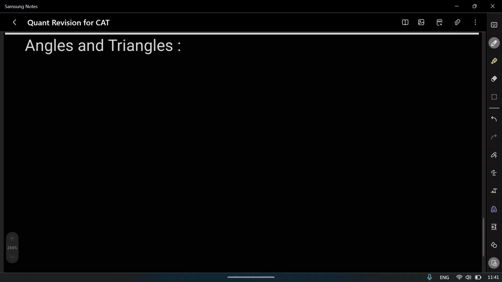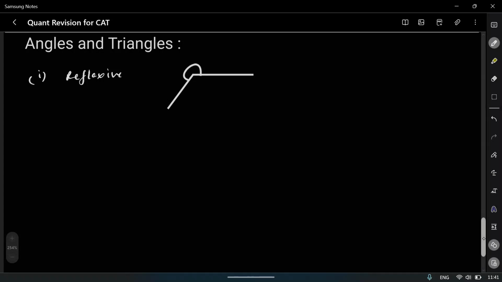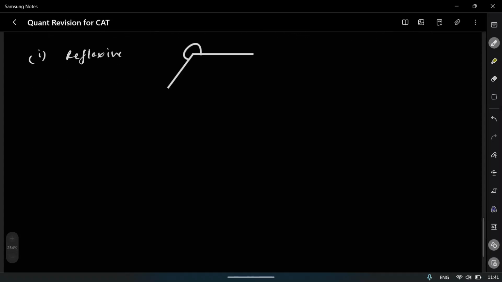There are several types of angles. First one is reflexive angle. It is the angle which is greater than 180 degrees and less than 360 degrees.